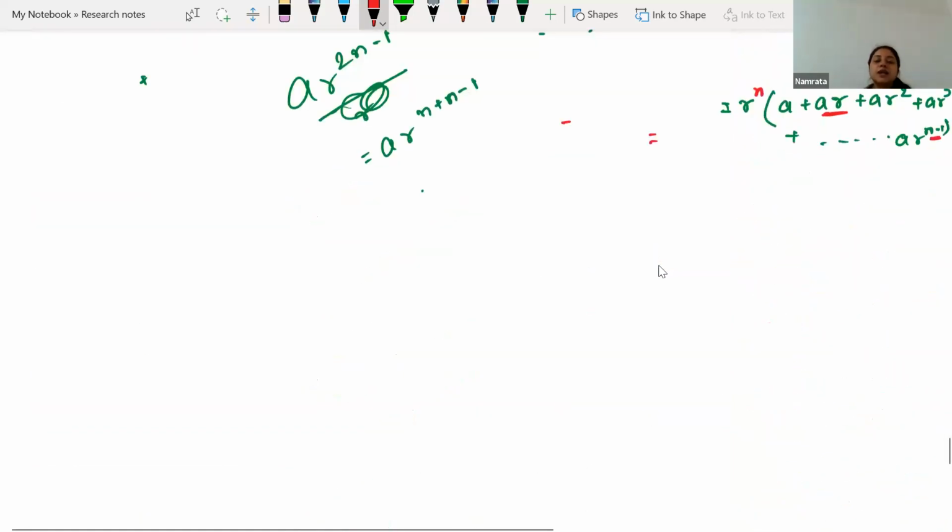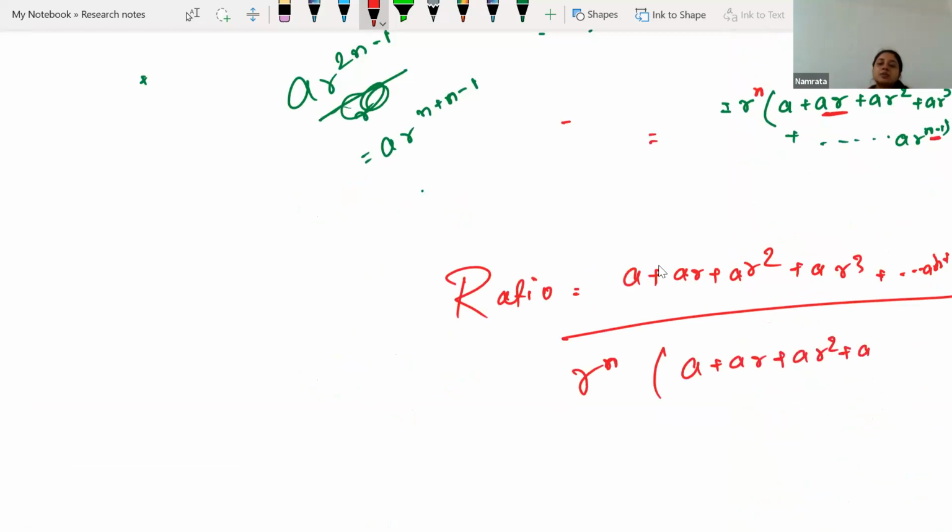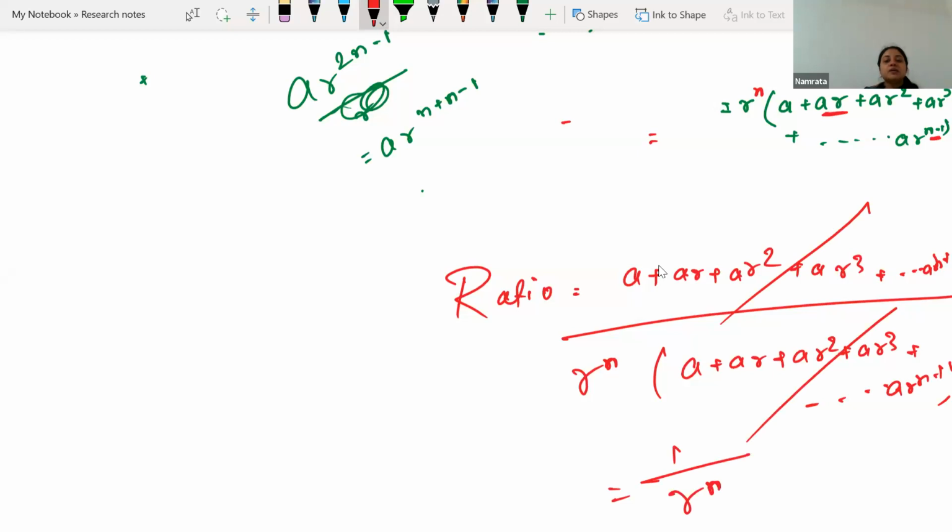If we will be finding the ratio, we will be getting ar, ar square, ar cube plus ar to the power n minus 1. And in the denominator, if we have taken r to the power n common out, then we will be having ar, ar square, ar cube plus ar to the power n minus 1. Now this and this will cancel out each other. Can you see? Yes, ma'am. Now we'll be having 1 by r to the power n as a ratio, and that's what we wanted to prove over here.